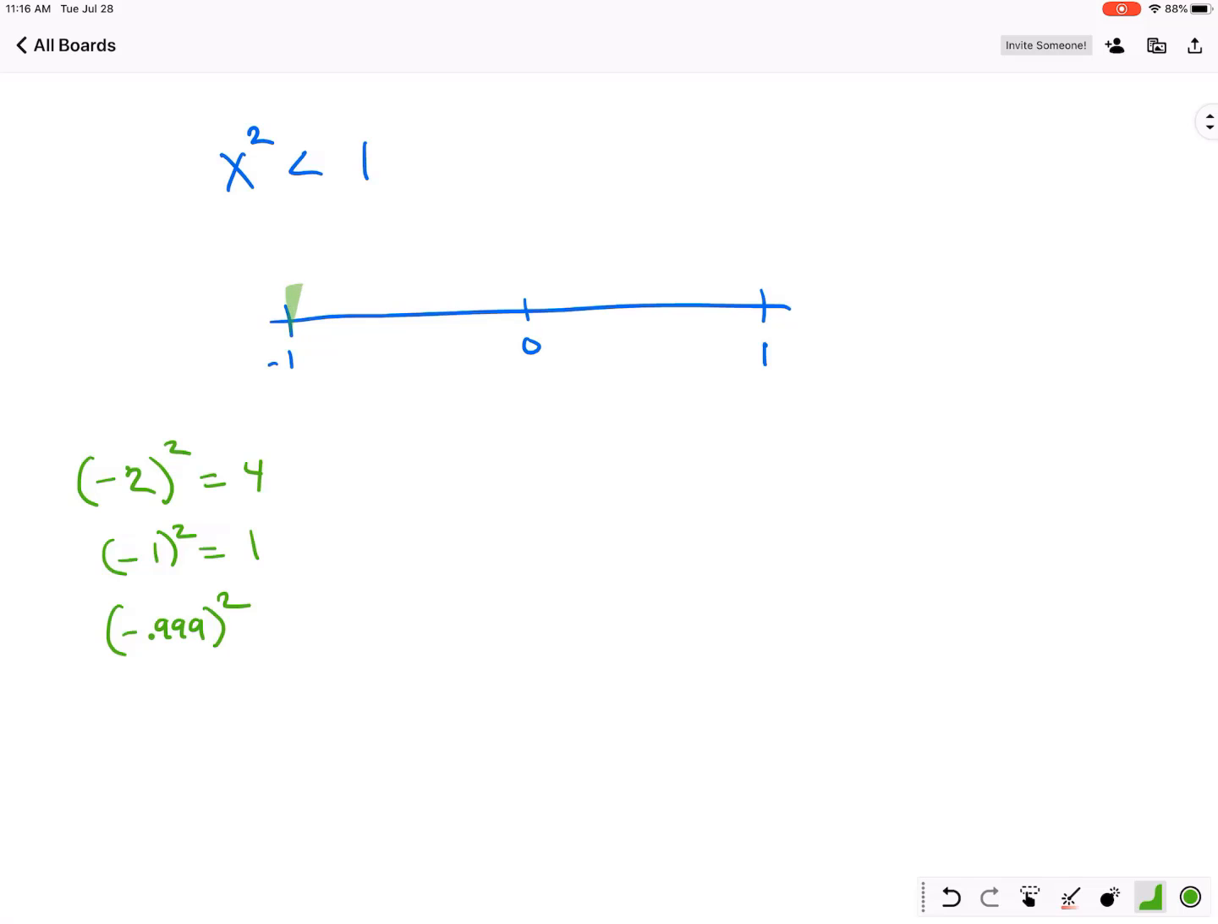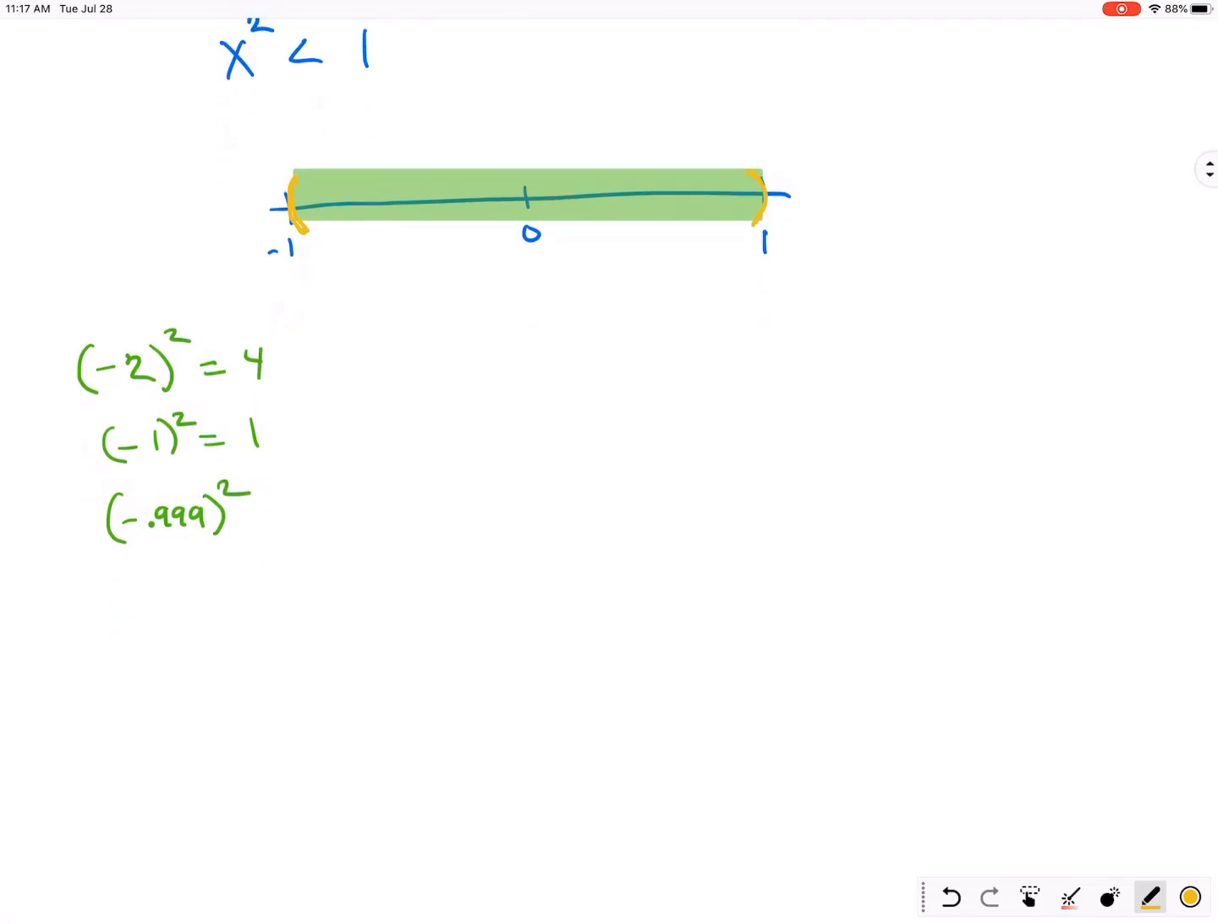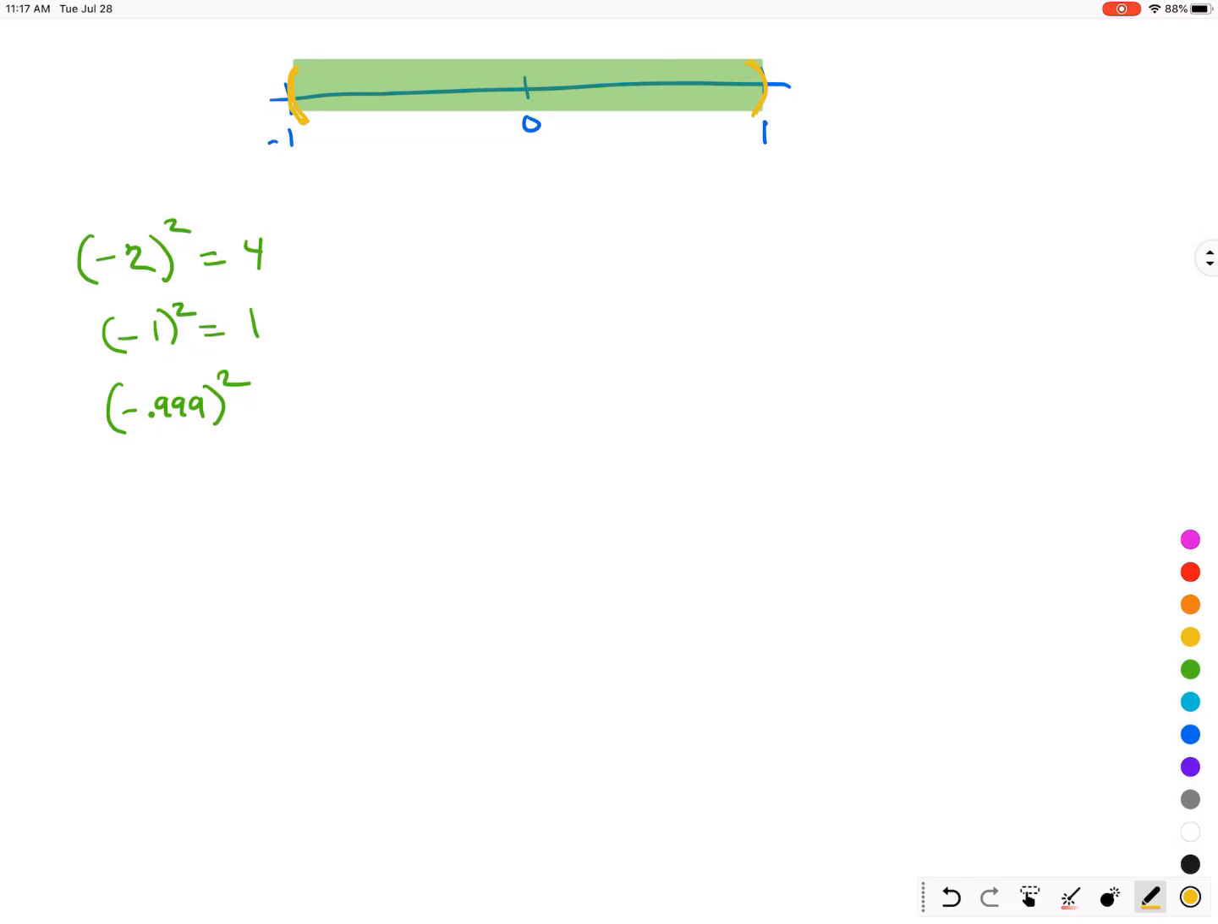And then obviously the same thing is happening on the right-hand side. So really then what we're talking about is on the number line, x squared less than 1, the picture of that is these things, not including -1 and +1. Okay? So that's what the actual picture looks like on a number line.